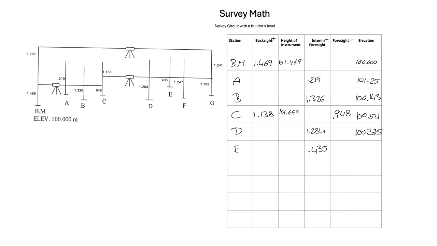101.659 minus 0.435 gets us 101.224. And one more, we've got F, one more interim foresight, 1.435 1.247. And same thing again, it's just repetitive, but you have to continue to pay attention so you don't do anything wrong and lose points in silly ways. Height of instrument minus our reading gets us the elevation for F.